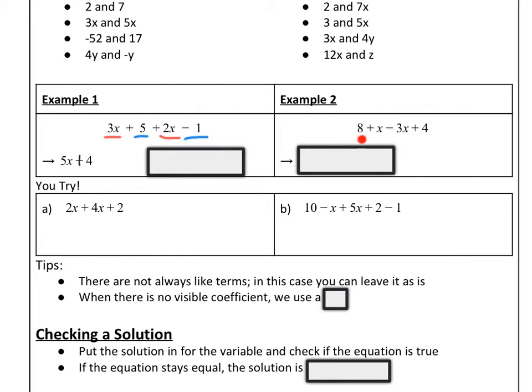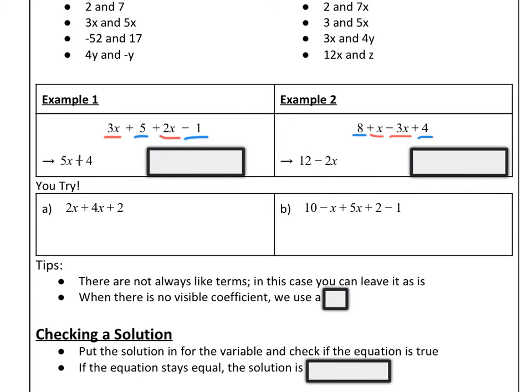Looking at the second example, it looks like we have like terms of x and minus 3x. I always like to do the variables first, but again, you can do it either way. Next, we have 8 and 4 that are like terms. So starting with those variables, 1x minus 3x is going to give us a minus 2x right there. And then the 8 plus 4, that's where we get that 12 from.